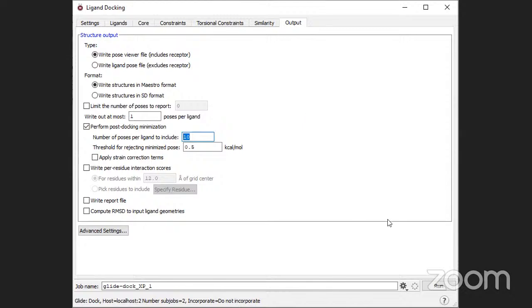This is the final step. After this step, we need to analyze and we'll give the report. This way, we'll perform molecular docking. And with this, I'm concluding this demonstration. If you have any doubts, you can ask.